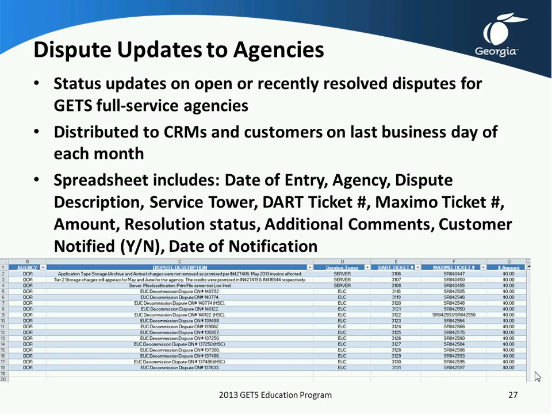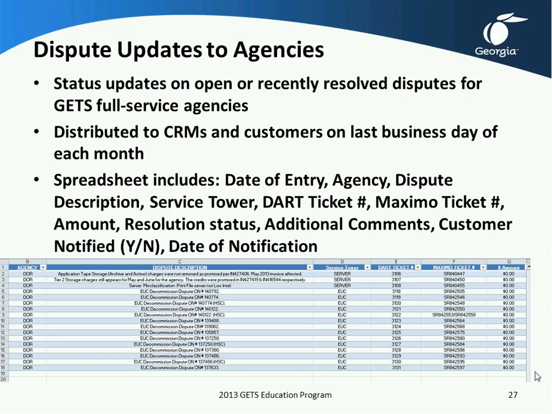The spreadsheet itself includes a lot of detail, things like date of entry, the agency, the dispute description, service tower, DART ticket number. Just all the information that says, this is where my particular dispute is, and this is what status it's in. We don't want to keep you in the dark. We want you to know what's going on with your disputes.